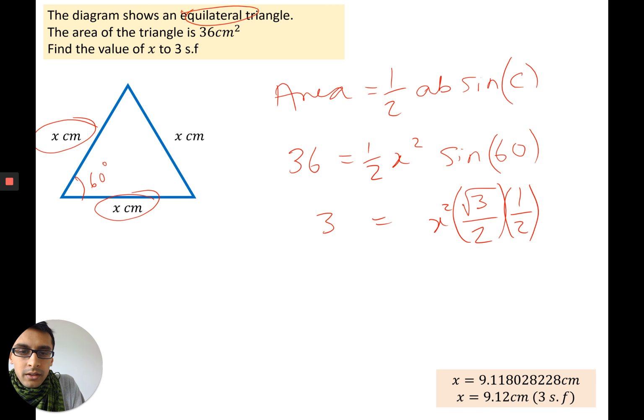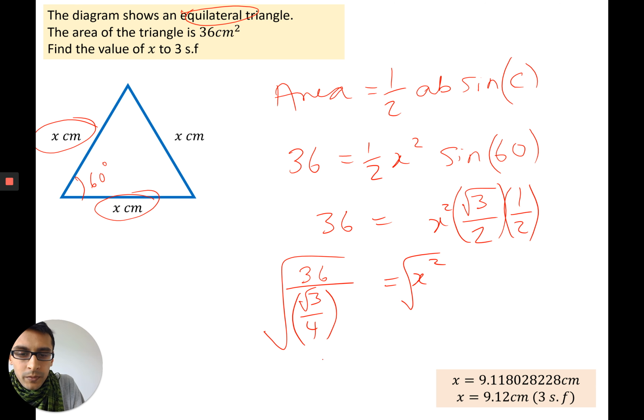and that's 36. So you can just simplify this all out, and then you end up with x squared equals 36 over root 3 over 4. And then you square root the whole thing, and you end up with 9.12. You can put that in the calculator and try that out yourself.